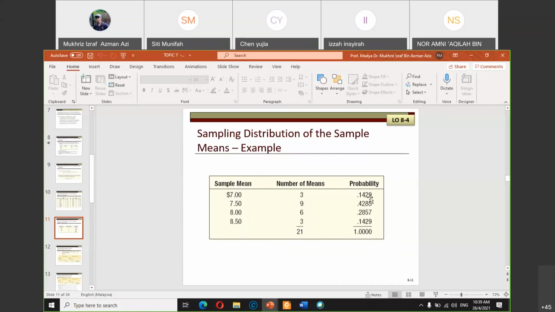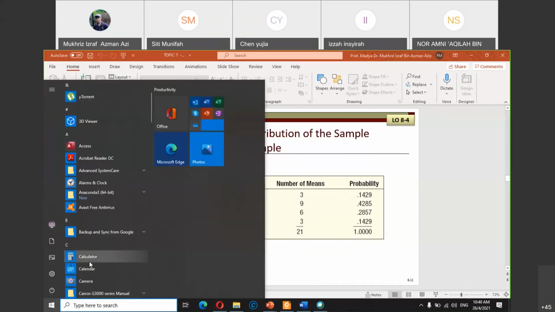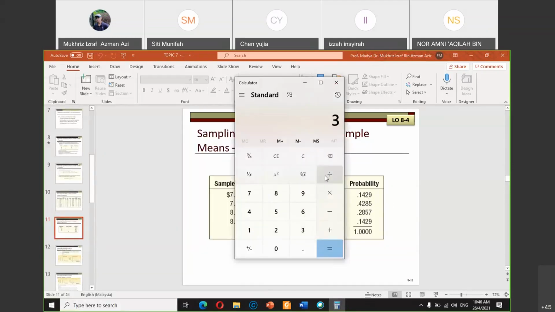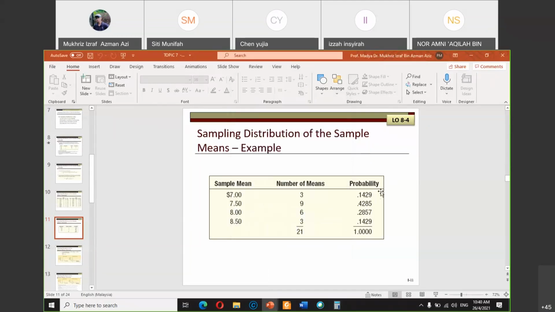Then you can construct the probability of choosing a sample mean of 7, which is 0.1429. How do you get 0.1429? Simply by dividing 3 by 21, which should be 0.1429. The rest follows: 9 over 21, 6 over 21, and 3 over 21. So this is the probability, for example 0.1429, or around 14%.